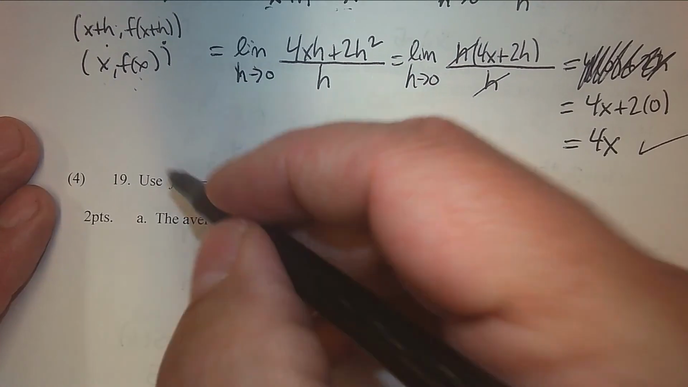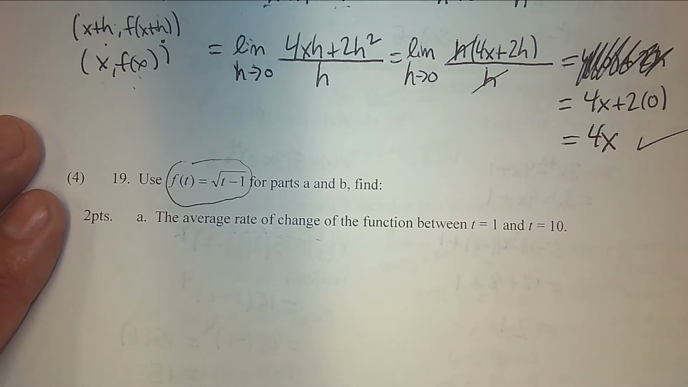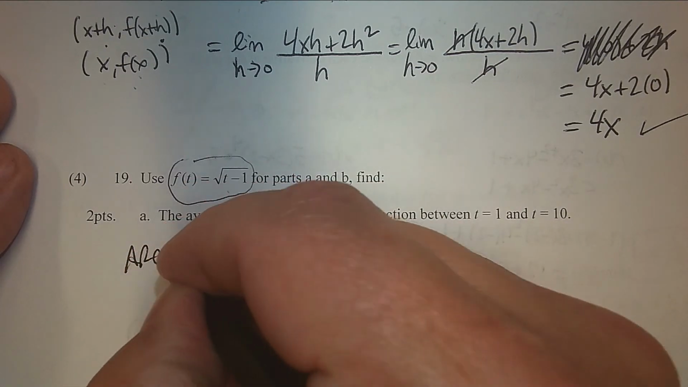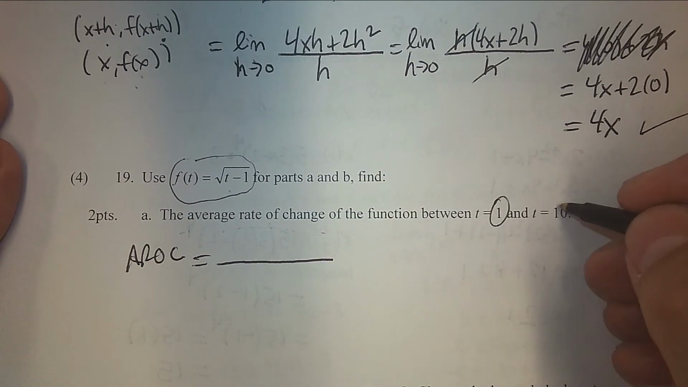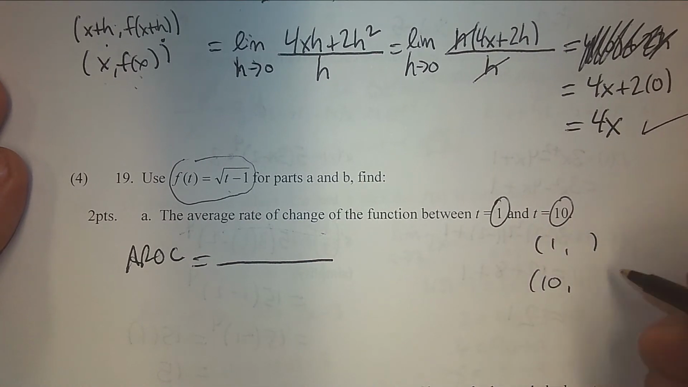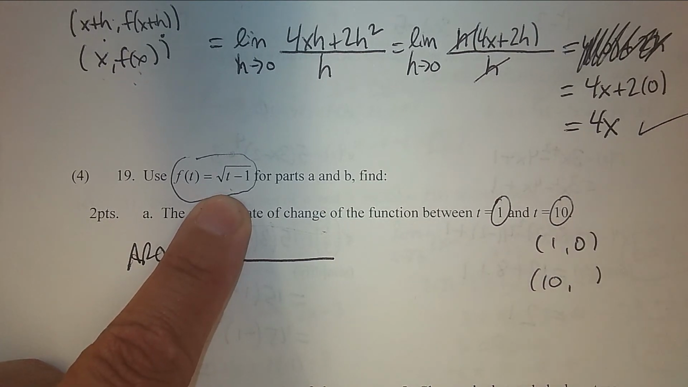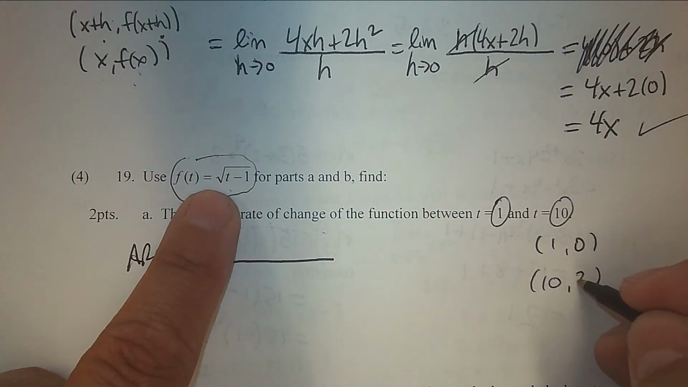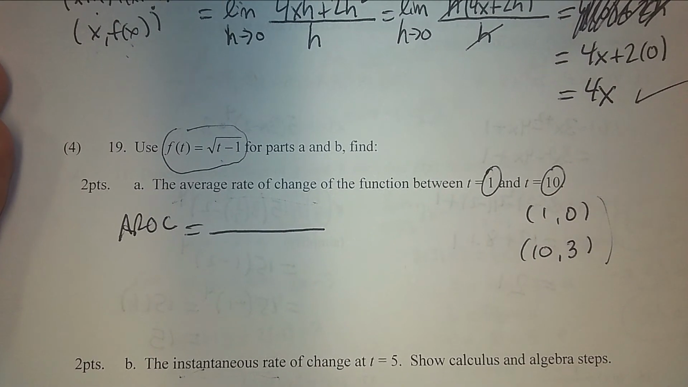Number 19. Some applications of derivatives. So we have a function, and you're asked to find the average rate of change and the instantaneous rate of change of both of them. So when I have a function and I want to find the average rate of change, what that requires is algebra. I need 2 points. So 1 point will come from 1 and the other from 10. So I'll do that on the side. And in order to find that, I actually need to substitute in.